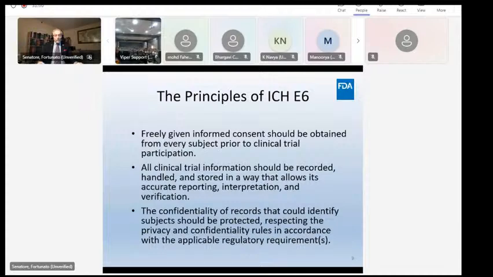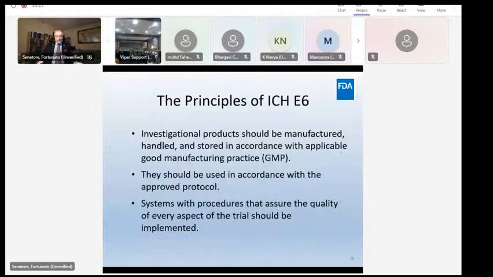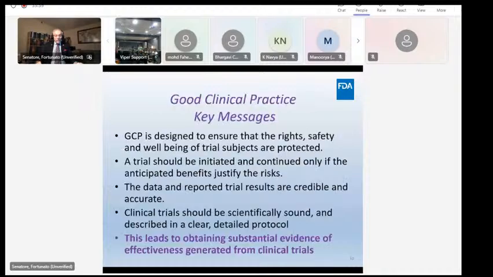All clinical trial information should be recorded, handled, and stored in a way that allows its accurate reporting, interpretation, and verification. The confidentiality of records that could identify subjects should be protected, respecting the privacy and confidentiality rules in accordance with applicable regulatory requirements. The investigational product should be manufactured, handled, and stored in accordance with applicable good manufacturing practice. They should be used in accordance with approved protocols. And the systems with procedures that assure the quality of every aspect of the trial should be implemented.